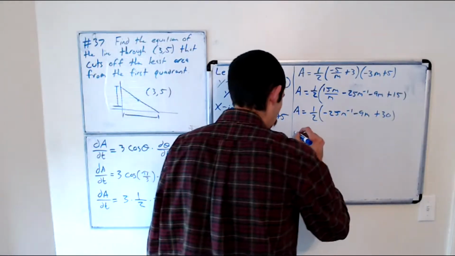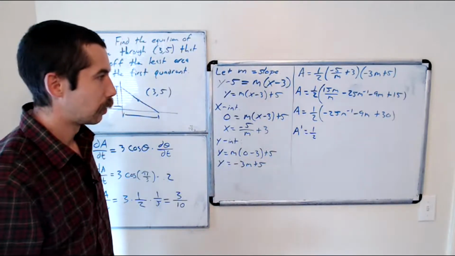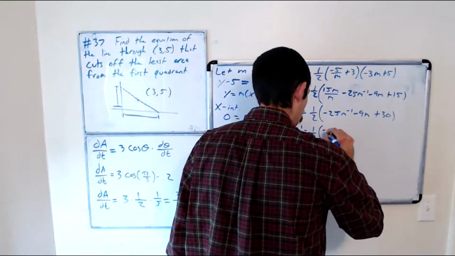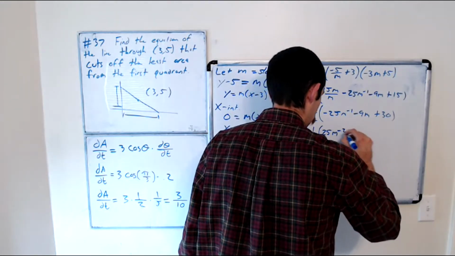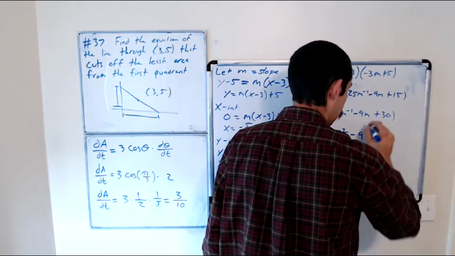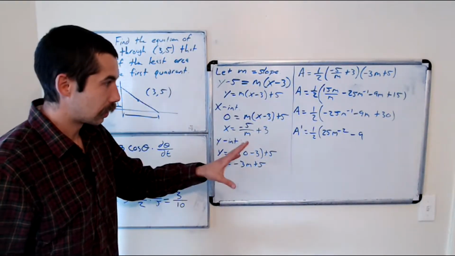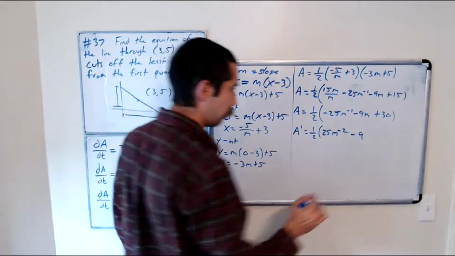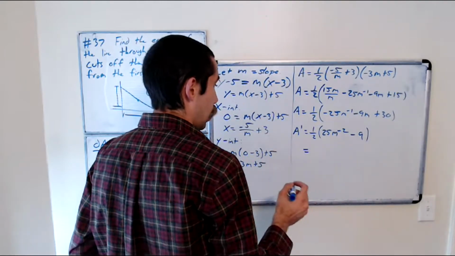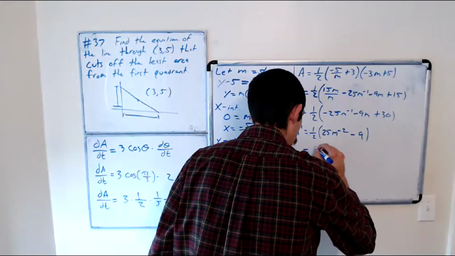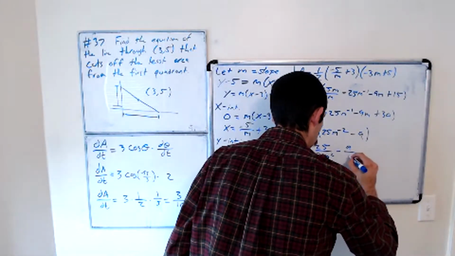Okay, so let's take the derivative, A prime. The 1/2 can stay there. It's not doing any harm. What do we got? Positive 25m to the negative 2 minus 9, derivative of 30 is 0. Okay, so that's good. We have our derivative. Let's rewrite this as 25 over 2m squared minus 9 over 2.